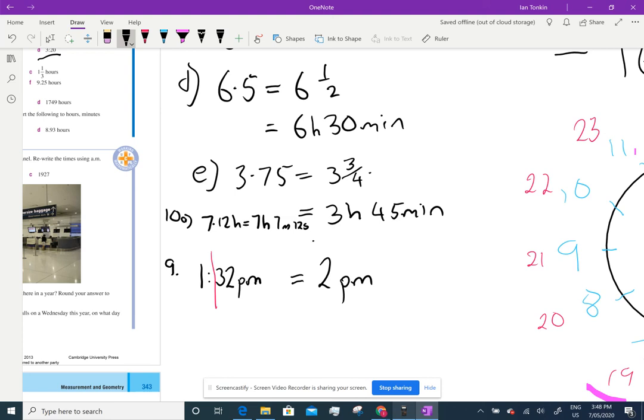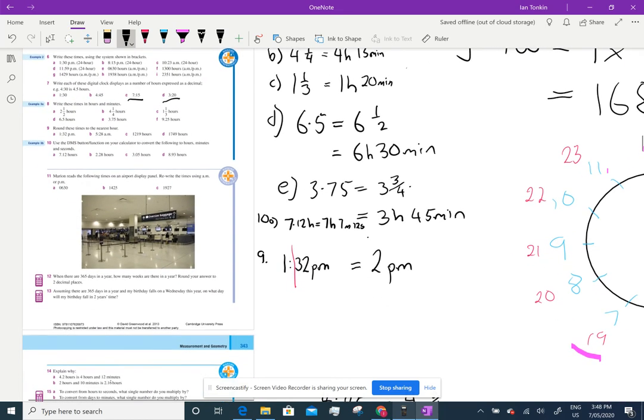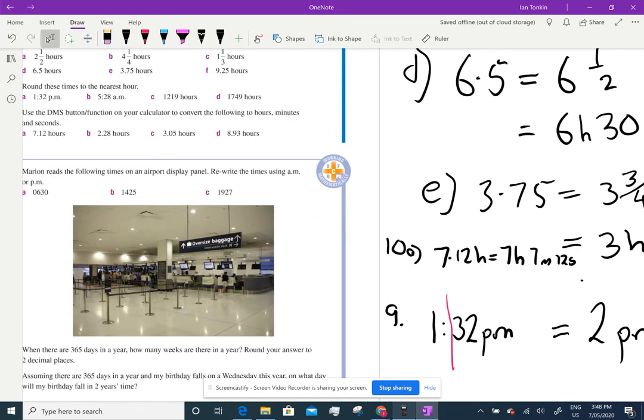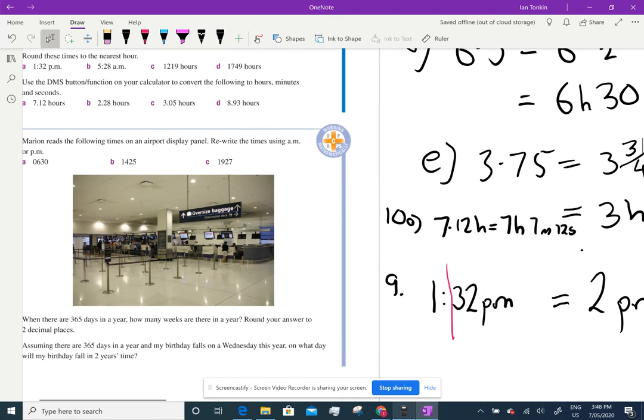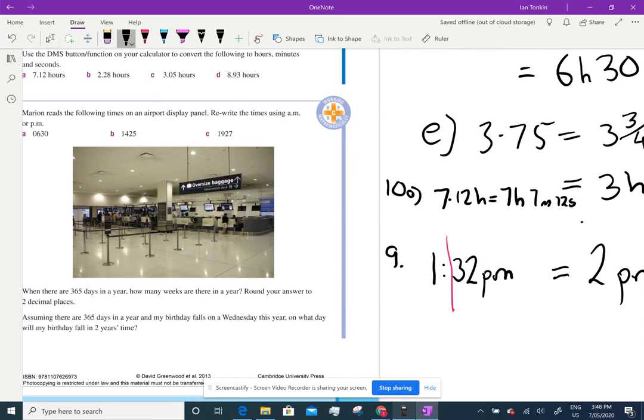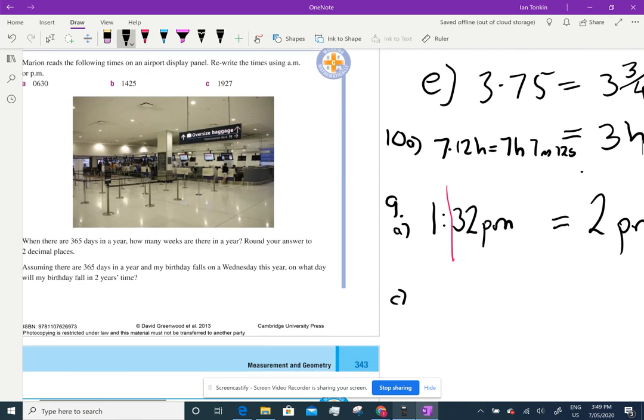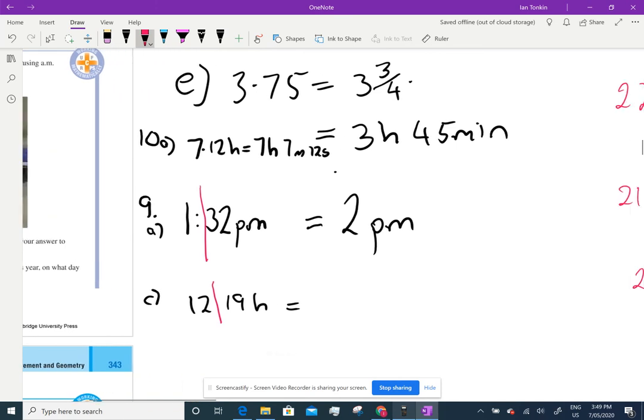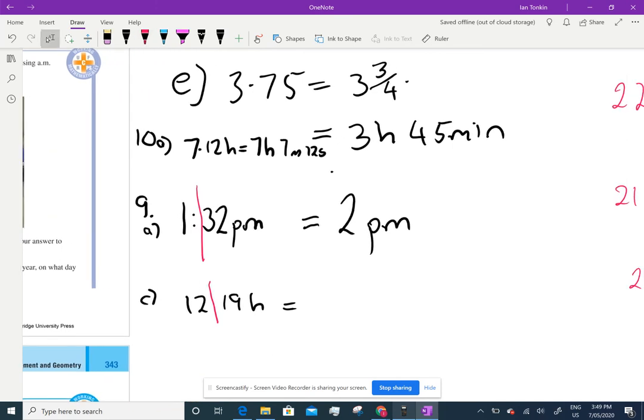Now, I'm just checking the answers. We can do exactly the same thing in 24-hour time. Right, so you have a go at B, and I'm going to have a go at C. So that was 9A, C. I've got 12, 19 hours. So again, I go to the edge of the hours, I look at the number behind. Is it 3 or 30 or more? It's not. So I'm just leaving that as 12.